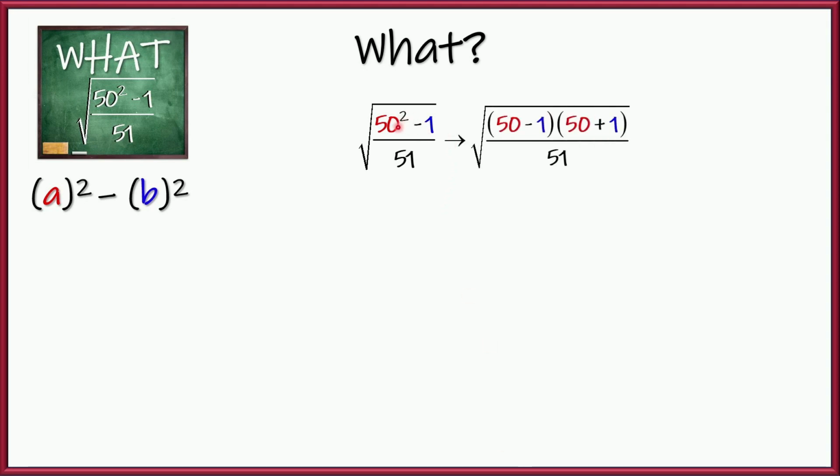And yeah, we could square this and then subtract 1. We could do it this way instead. And watch how easy this turns out to be. 50 minus 1 is 49, and 50 plus 1 is 51. And we have a denominator, 51. Those reduce and go away. We're left with the square root of 49, which is, of course, our good old friend number 7.